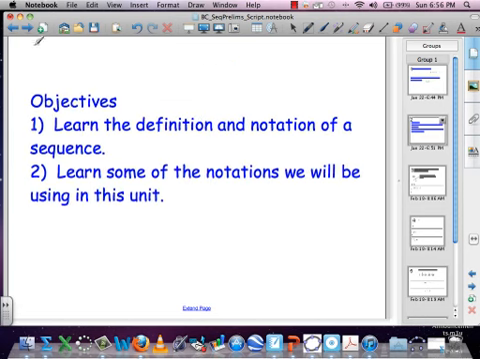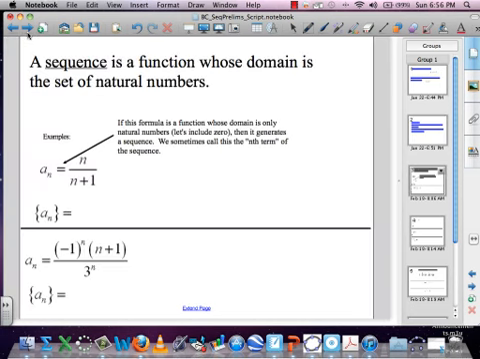So this first video is going to be pretty short, and just give us some fundamentals for the things we're going to start to see in this unit. I want you to learn the definition and notation of a sequence, and then some of the other notations and expressions that you're going to see used quite a bit, and we need to become comfortable with those pretty fast. So let's start off with what is a sequence.